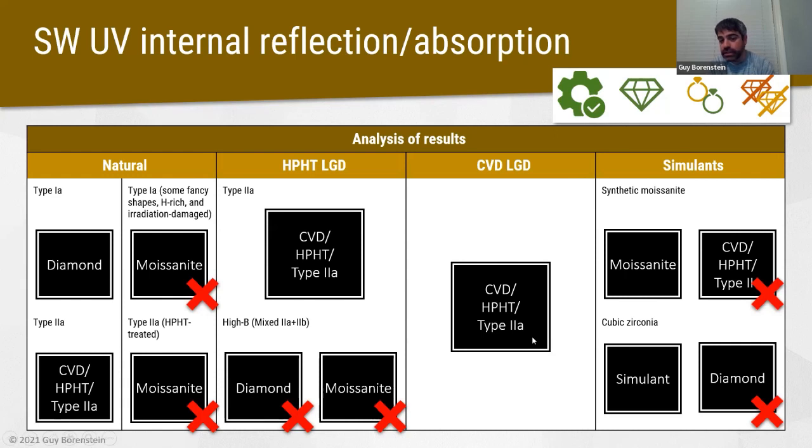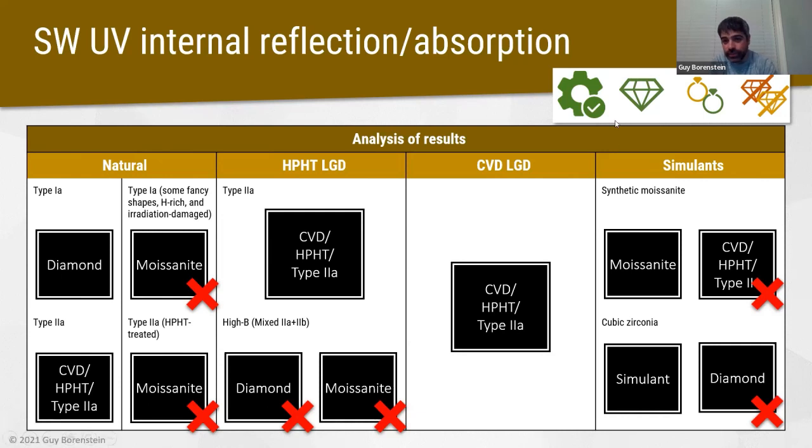With CVD, there is no problem like with HPHT. Everything is always identified correctly and reported. With synthetic moissanite, depending on the model, some of them will identify it as moissanite, others will say it's a type 2, which means a diamond, which is incorrect. With cubic zirconia, same thing. Some of the models can identify cubic zirconia as a simulant. Others will identify it as diamond.